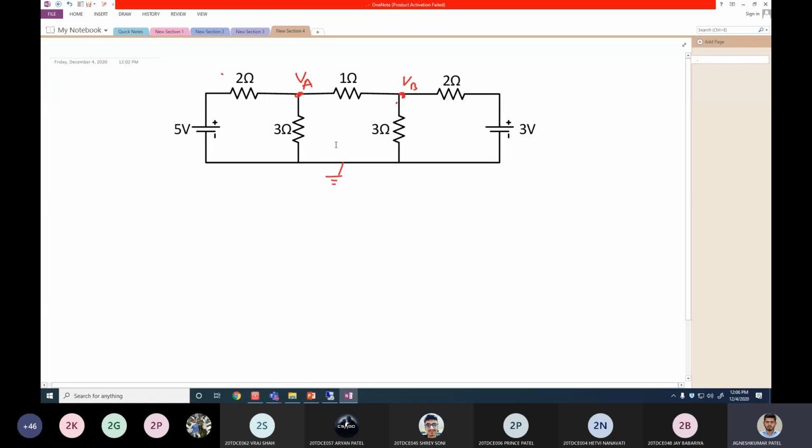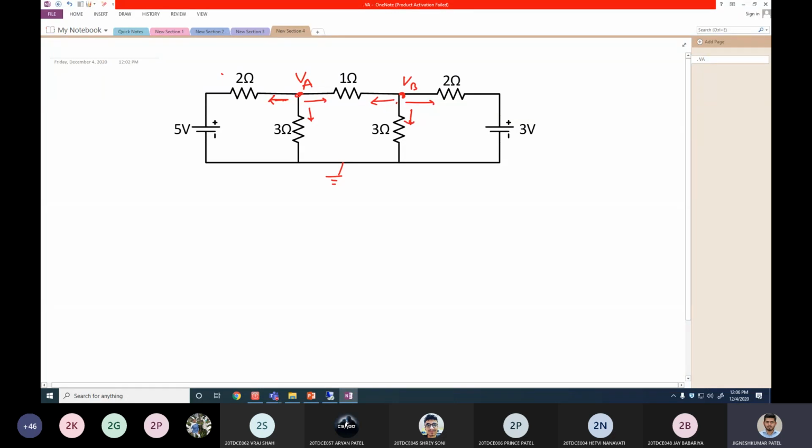Now, generally what we do is we always assume the current going outward, unless they are current sources. So what I'll assume is all the three currents going outside this. You can do that. This is assumption basis. Okay, so I can do this.